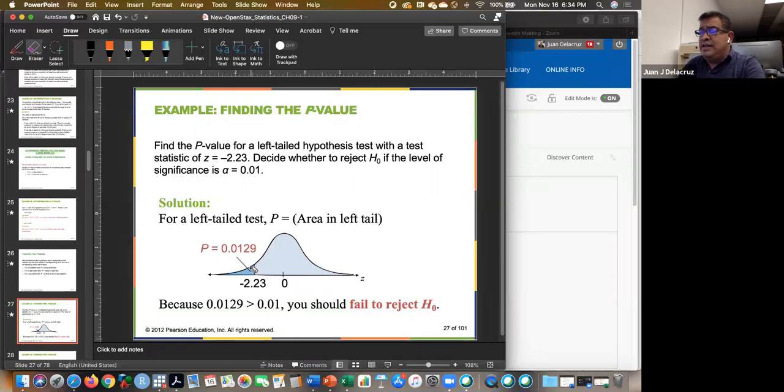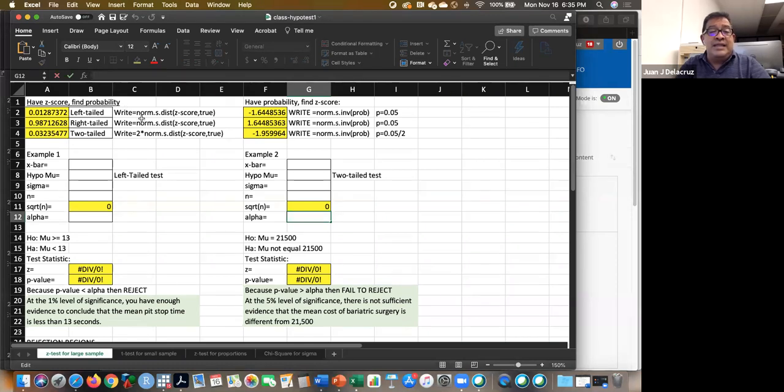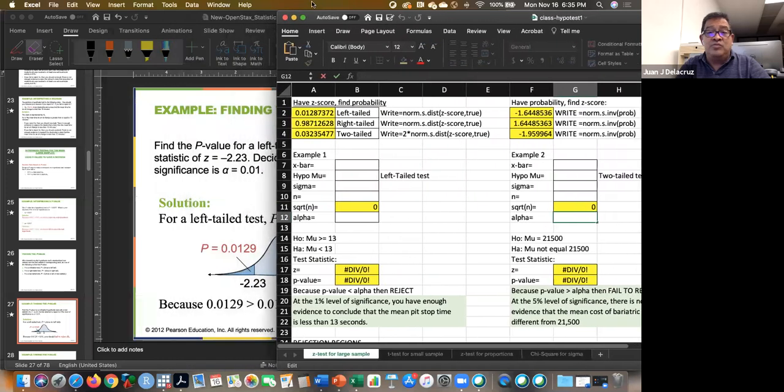So what we are going to do in Excel, I think I have it here. In order to find the probability from the Z score, we write NORM.S.DIST, then the Z score, and TRUE. For example, in this case, we have a Z score of minus 2.23. So this is the area under the curve. Let's make it with fewer zeros.